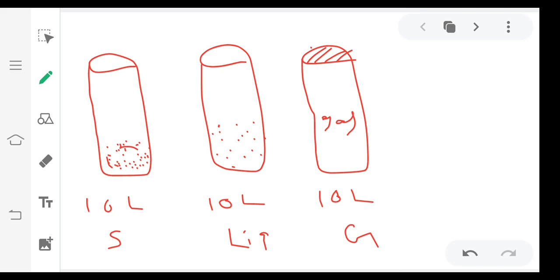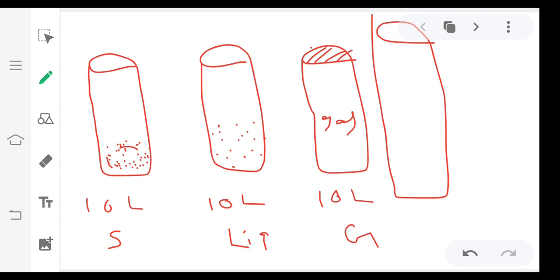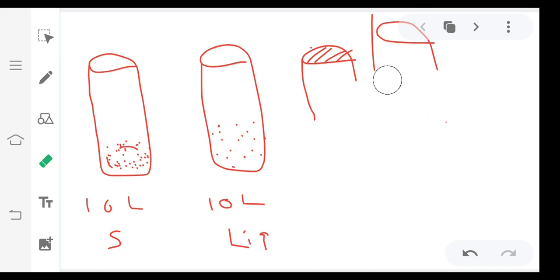Suppose the same quantity of gas, if I take in a 20 liter container, it occupies the total 20 liters. If I take it in a 40 liter container, it occupies 40 liters. That's why gases do not have specific volume, while liquids and solids have specific volume. And regarding shape, a particular gas does not have any particular shape either, meaning in bulk quantity.